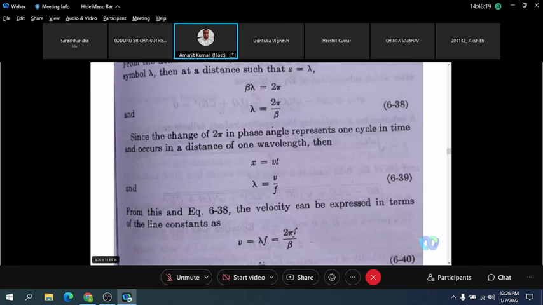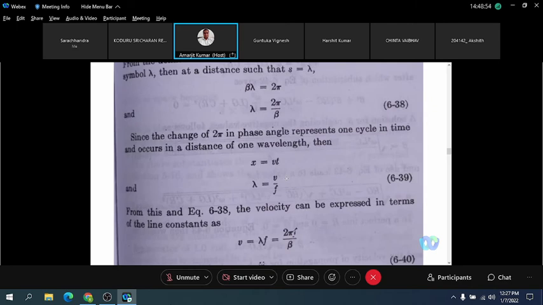Okay. And what about the velocity? Lambda is also v upon f, velocity upon frequency, you know. Because a change of 2 pi in phase angle means 1 cycle in time, and that is for 1 wavelength. 1 cycle means 1 wavelength you have traveled. So x will be equal to lambda, equal to v into t. T is equal to 1 upon f. So lambda is equal to v upon f, equal to 2 pi upon beta.